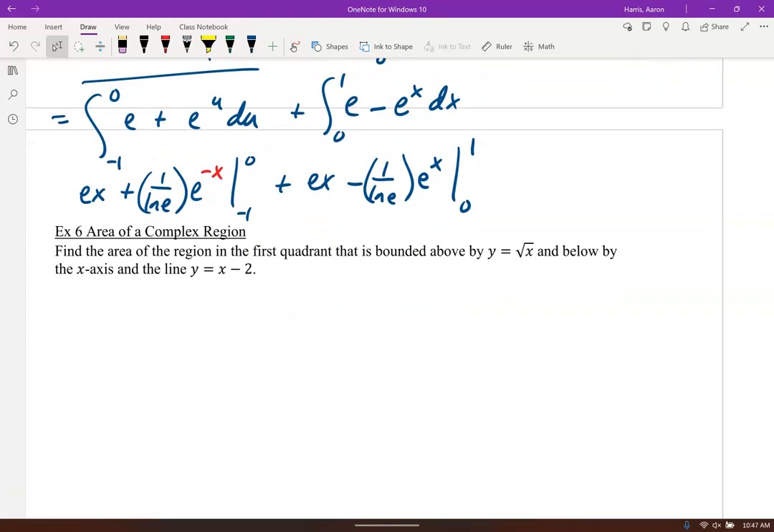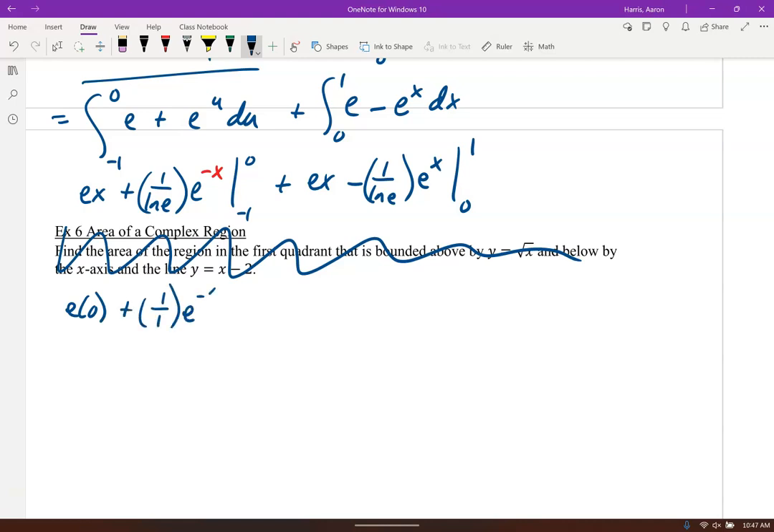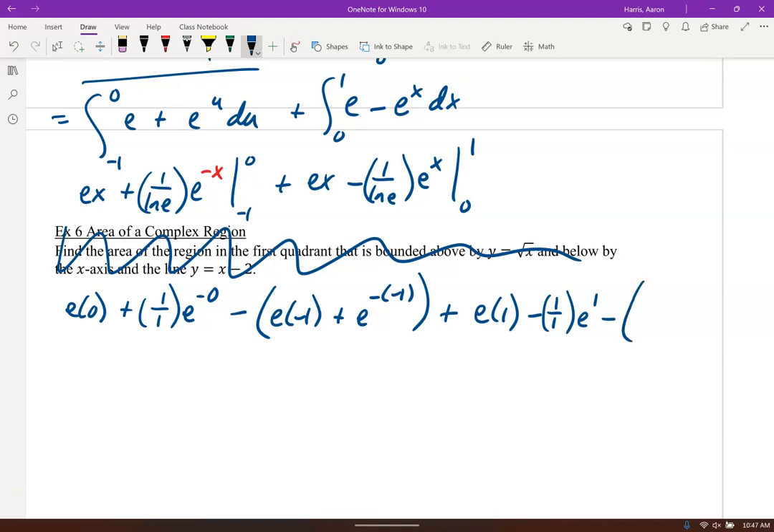So let's plug, sorry about that, plug the 0 in. ln of e is just a 1. Now let's plug the -1 in. Now let's go over here to this next one. Plug the 1 in. We got 1 over 1 here, e to the 1 minus, now let's throw the 0 in.